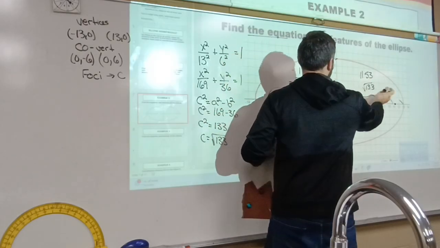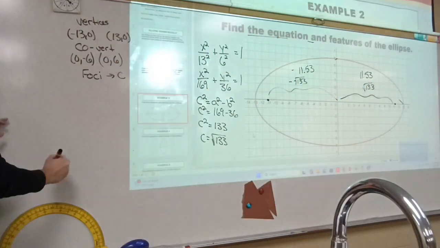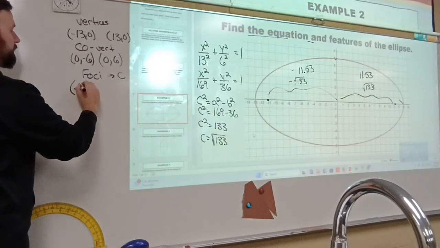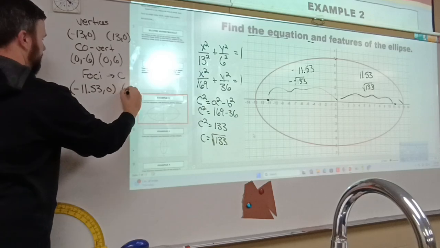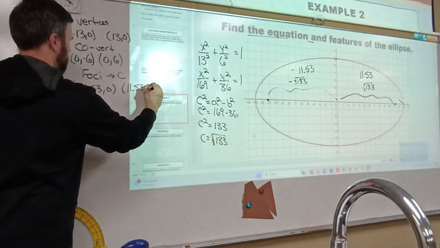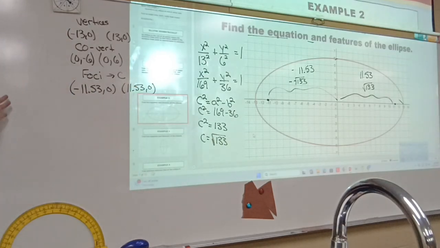All right, so that's, yeah, I went about 11 and a half both ways. So my focus then would be negative 11.53, 0 and 11.53, 0. Now, once I have all those, can I answer all the other questions?